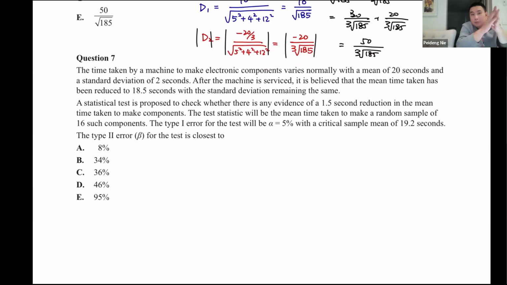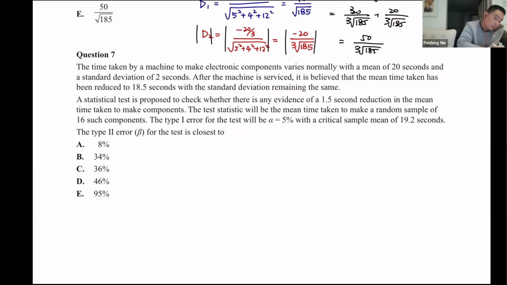Alrighty, question 7. The time taken by a machine to make electronic components varies normally with a mean of 20 seconds and a standard deviation of 2 seconds. After the machine is serviced, it is believed that the mean time taken has been reduced to 18.5 seconds with the standard deviation remaining the same. A statistical test is proposed to check whether there is any evidence of a 1.5 second reduction in the mean time taken to make components. The test statistic will be the mean time taken to make a random sample of 16.